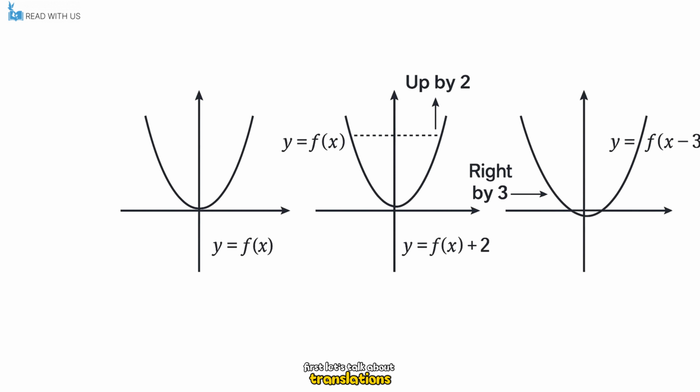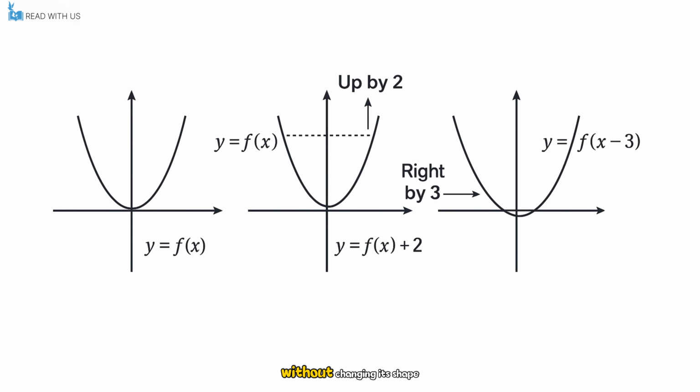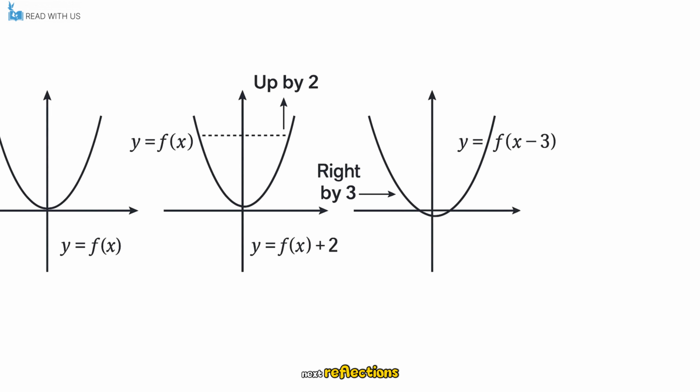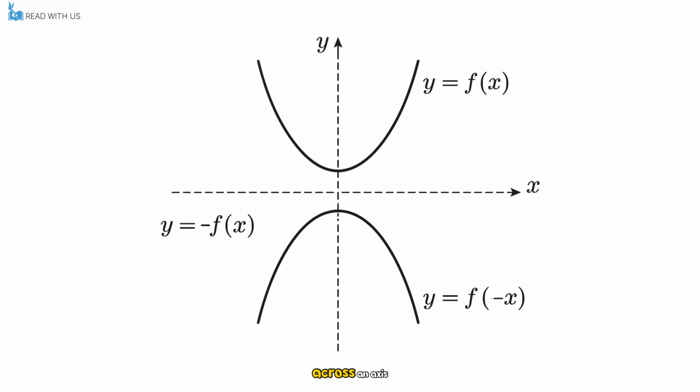First, let's talk about translations. A translation shifts the graph without changing its shape. For example, if we take y equals f of x and transform it to y equals f of x plus 2, the whole graph moves up by 2 units. If we write y equals f of (x minus 3), the graph shifts right by 3 units.